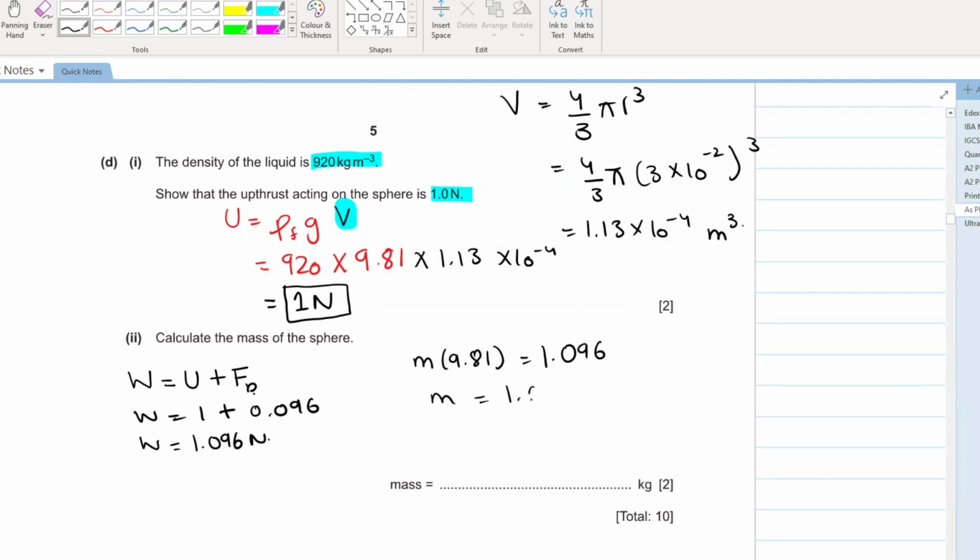What does the mass come out to be? 1.096 divided by 9.81. Mass comes out to be 0.11 kg. Simple as that. Nothing complicated here.